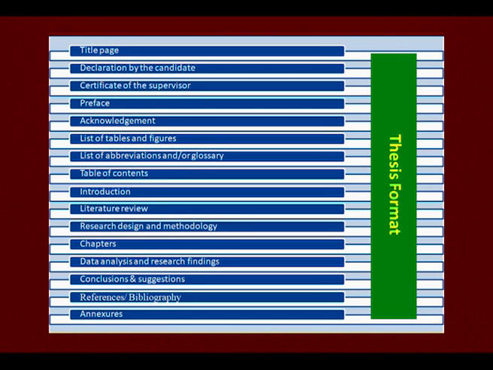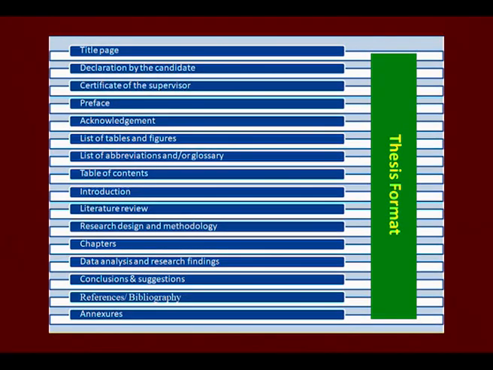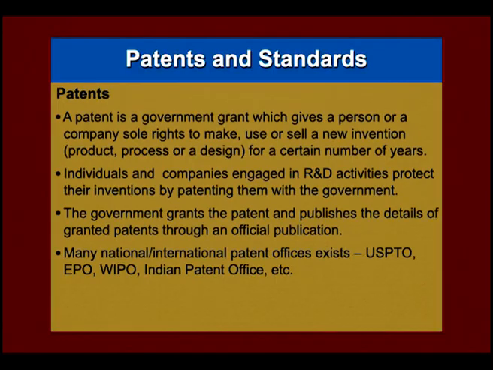Here, a researcher provides a detailed account of what research he has carried out in that particular field, the data analysis they do, and the different research findings, what was found. That has been recorded, followed by some recommendations and any other developments required for this purpose. In the next stage, you find patents and standards.